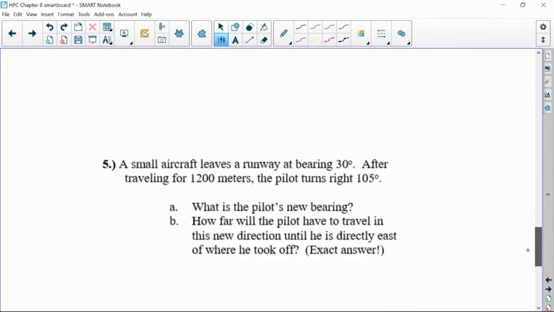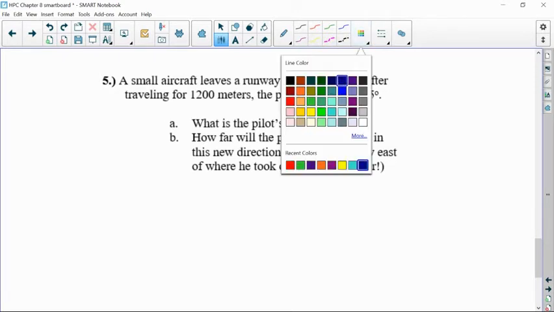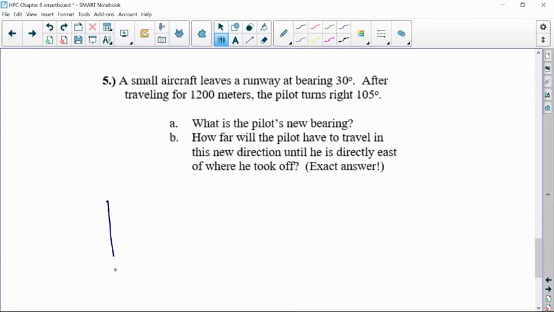Last example I want to do is number 5. It says a small aircraft leaves a runway at a bearing of 30 degrees. So again, 30 degrees with respect to north. It's heading towards the northeast, mostly north though. I always like to draw the trajectory just to show it. So that's 30 degrees.